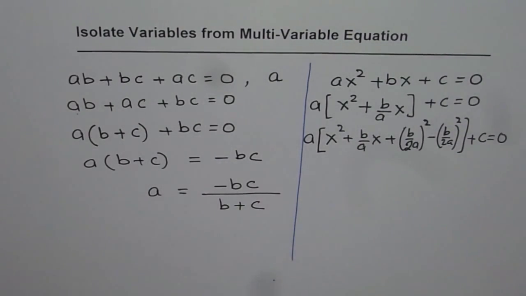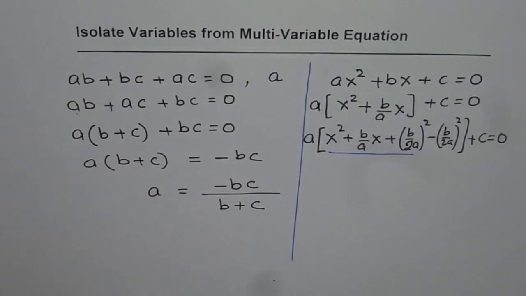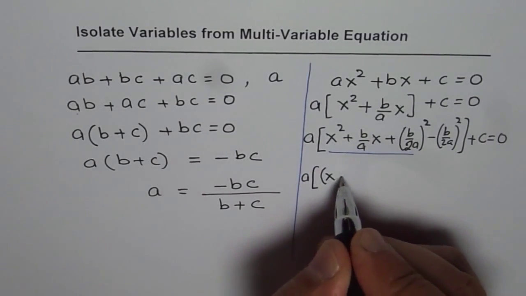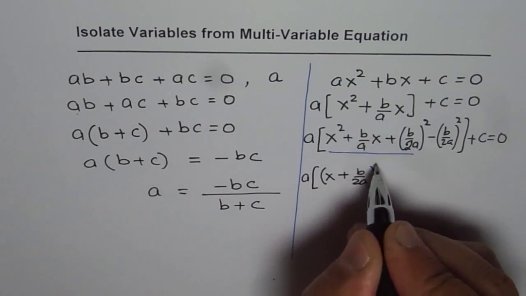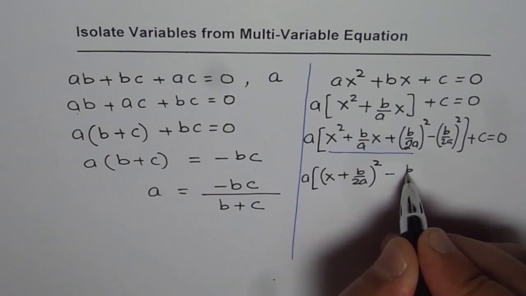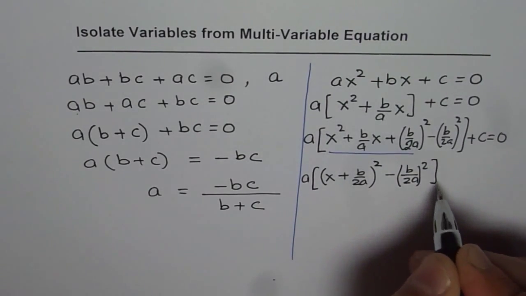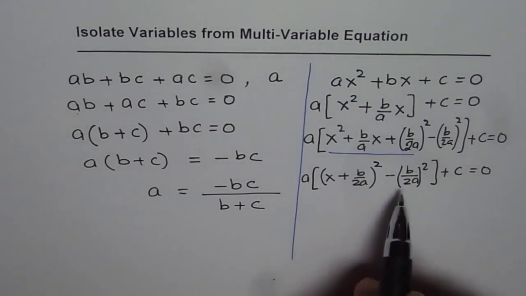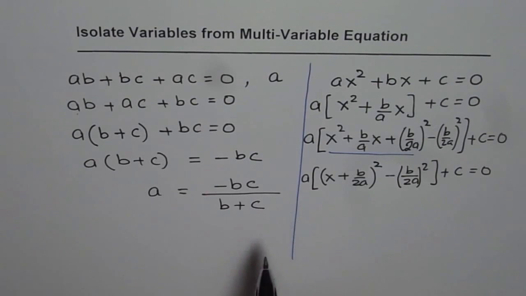Now these three terms form a perfect square, and therefore we can write this as a times x plus b over 2a whole square minus b over 2a whole square plus c equals to 0. Now we can open the bracket. As you can see, we got now only one x in our equations. So that's the beauty of this completing the squares method.